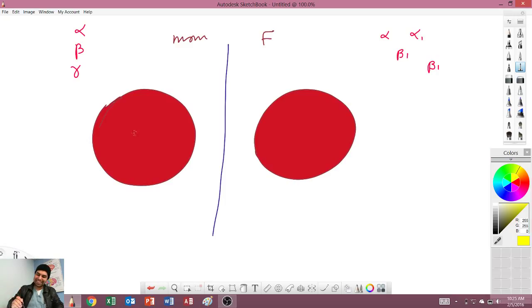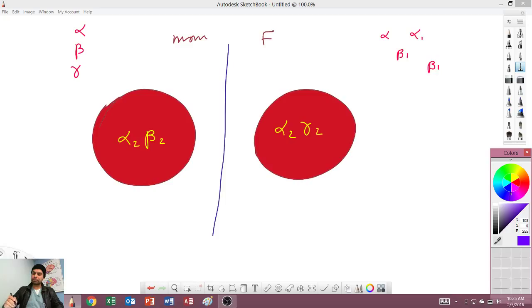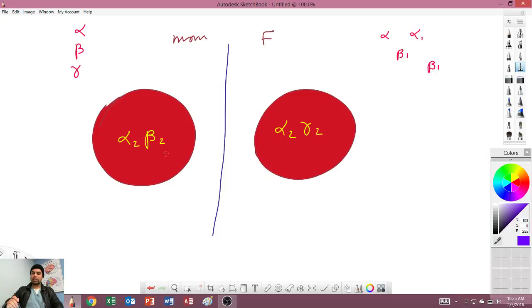Okay? Alpha 2, beta 2. Fetal was alpha 2, gamma 2. Now, when RBCs reach an area where there's less oxygen, they will give off oxygen. But gamma hemoglobin has more affinity. So it technically extracts oxygen from who? Maternal RBC and holds onto it itself. This is why oxygen will diffuse from mom to fetal RBCs.